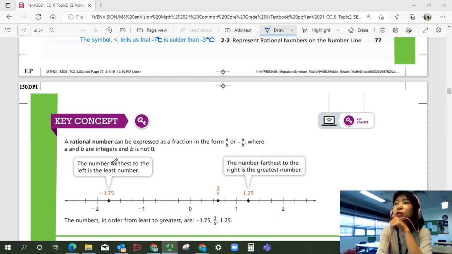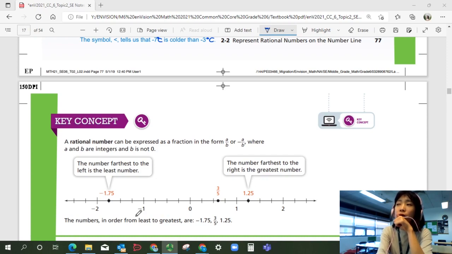Okay, the number furthest to the left is the least number on the number line. The number furthest to the right is the greatest number on the number line. So the numbers in order from least to greatest are here, negative 1.75, 3 over 5, 1.25. So when you're ordering the numbers, you can either picture them in your mind on the number line as you get used to it, but make sure when you're confused, you use the number line either horizontally or vertically to order and list them from least to greatest.